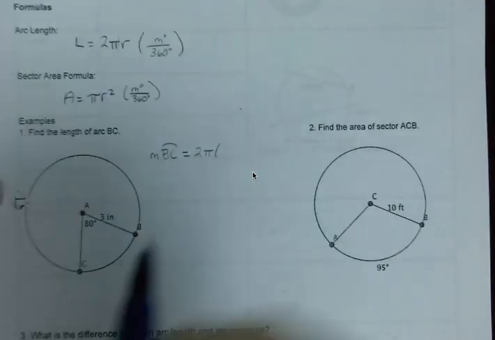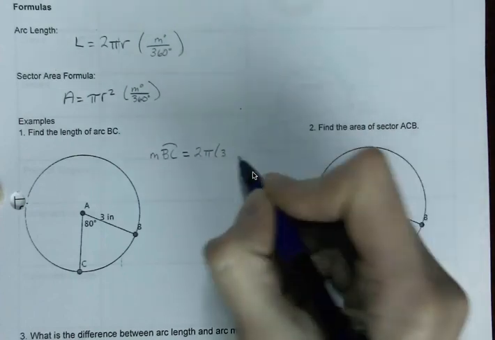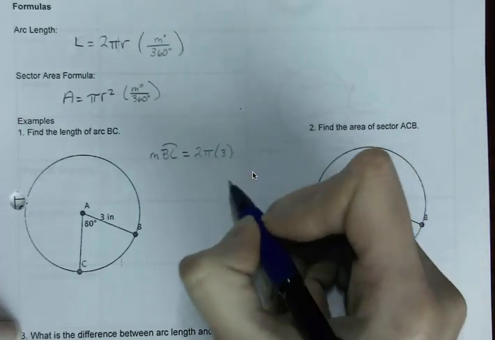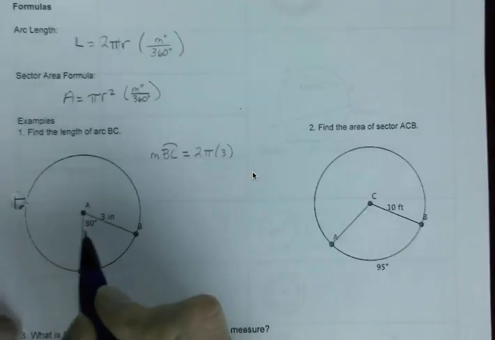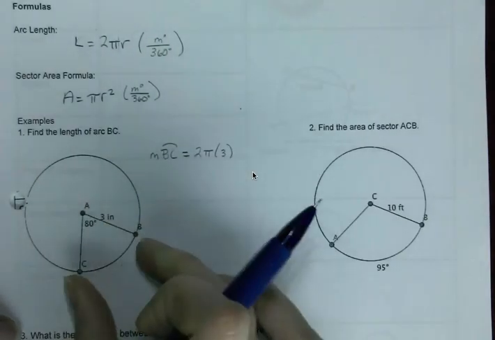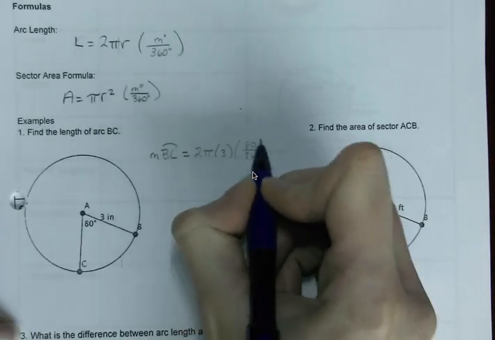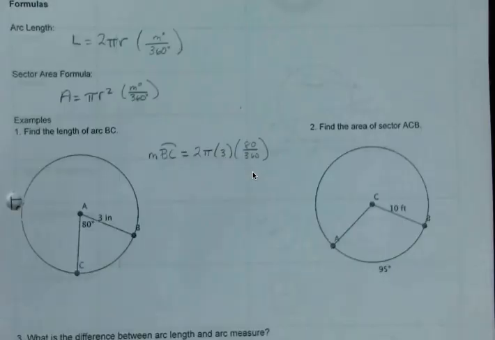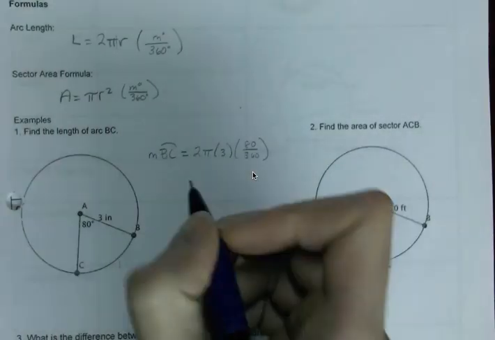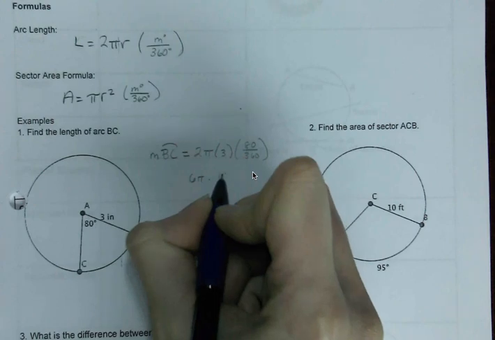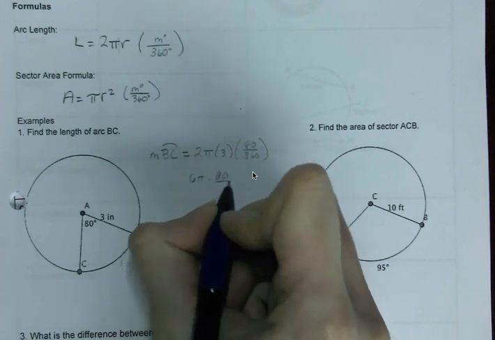I'm told here the radius is 3, so 2 pi times 3 times, now here's where we put our portion of the circle. So here's my central angle, 80 degrees. I want to do this portion out of the entire thing. So that's going to be 80 over 360. And then this is just a matter of plug and chug. So I like to leave my answer in terms of pi, typically, if we can. So I'm going to go ahead and say that 6 pi times 80 over 360.